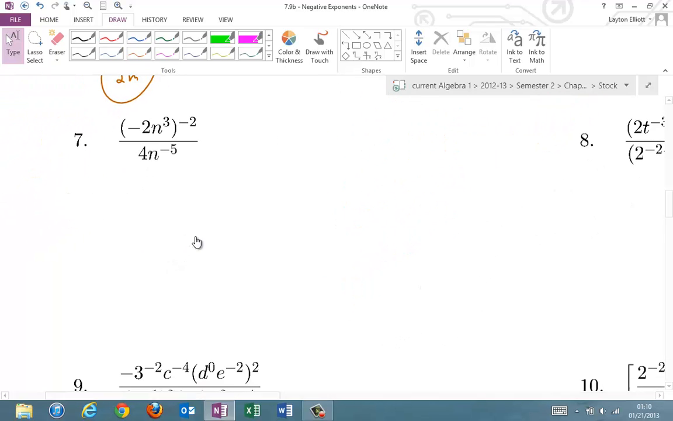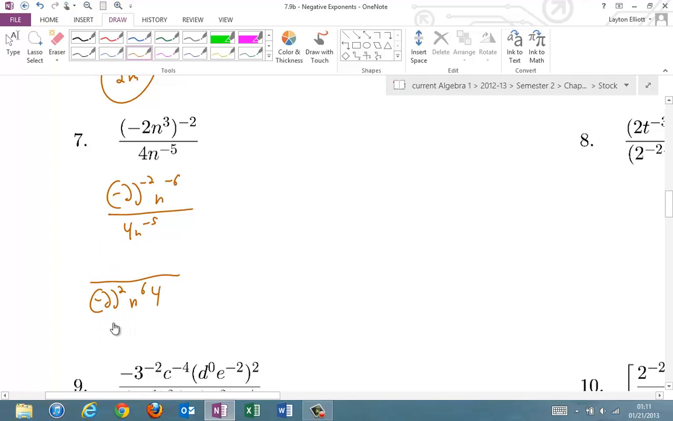Next we have, let's carry the negative 2 across. So we have negative 2 to the negative 2, n to the negative 6th, over 4n to the negative 5th. Now I'm going to flip stuff around. The negative 2 is going to come down as a negative 2 squared, and not a negative 2 to the negative 2. Notice how it stays negative. That negative coefficient has nothing to do with it. N to the 6th, the 4 is down there, and the n to the 5th is up.